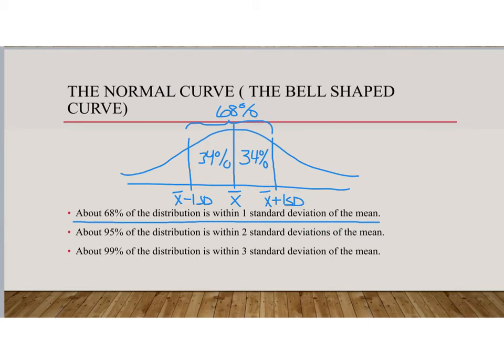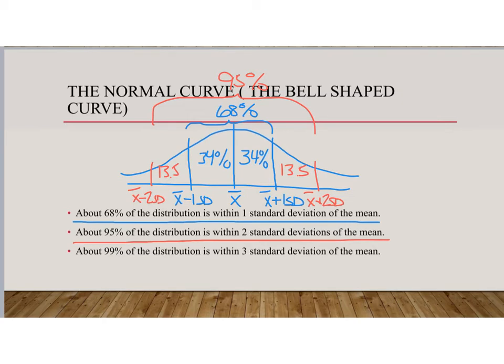Now if we go out a little further, it says about 95% is within two standard deviations. So if I go one more standard deviation above the mean on each side, then we've got 95% in this interval. Now you can see I've added about 27% and split evenly on each side, which would mean 13.5% would be in each of those areas.